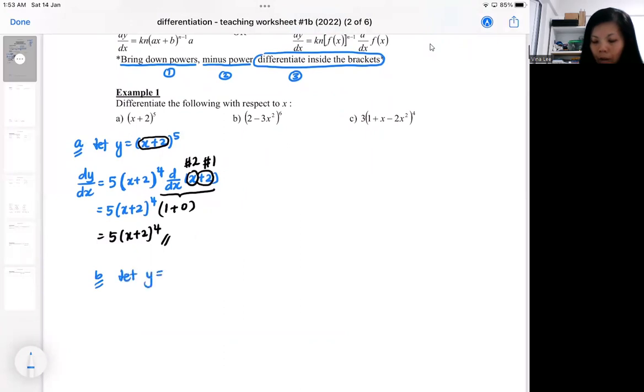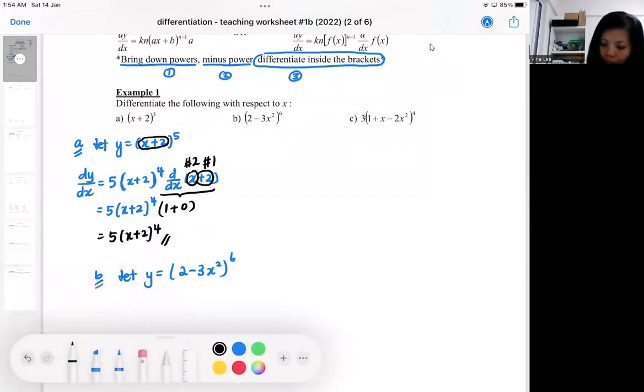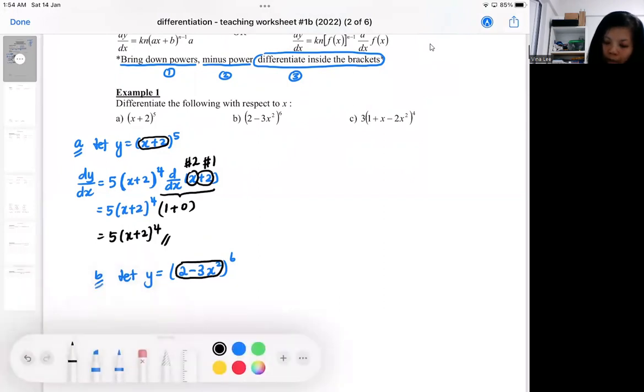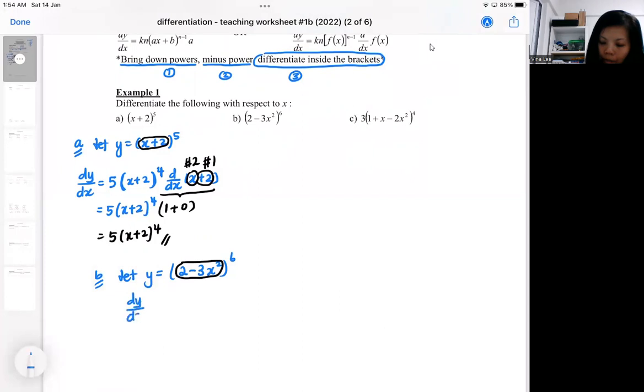For part B, if you look at the function, what kind of function is in the bracket? The function in the bracket is a quadratic function, so it still falls under the algebra part. Let's execute the 3 steps of the chain rule. Bring down power. The power is 6. Subtract the power. While you are subtracting the power, the function stays nicely inside.